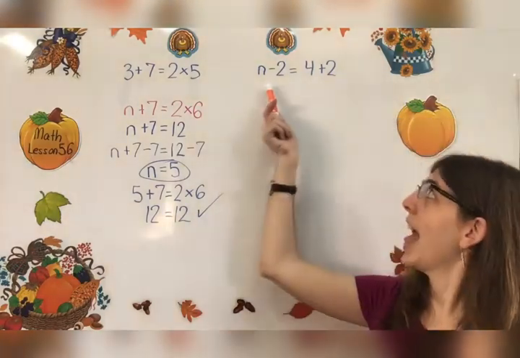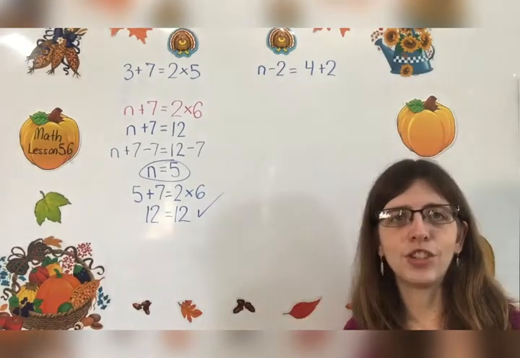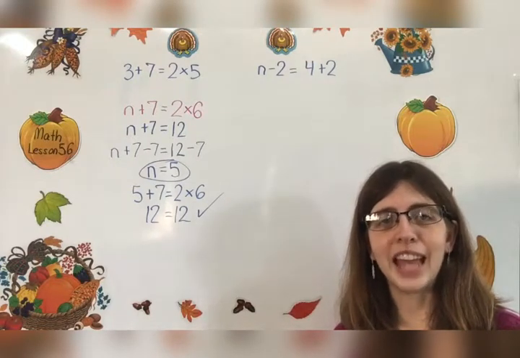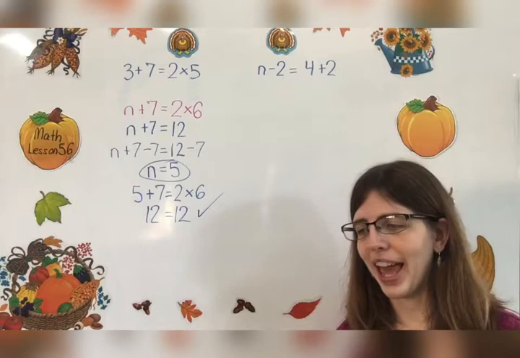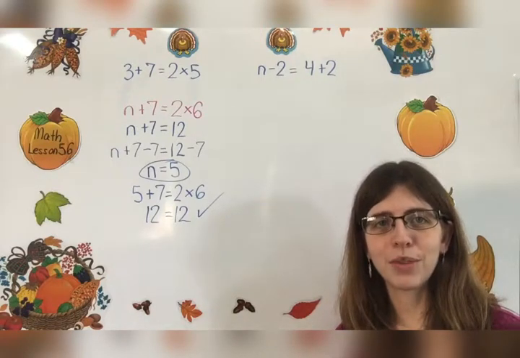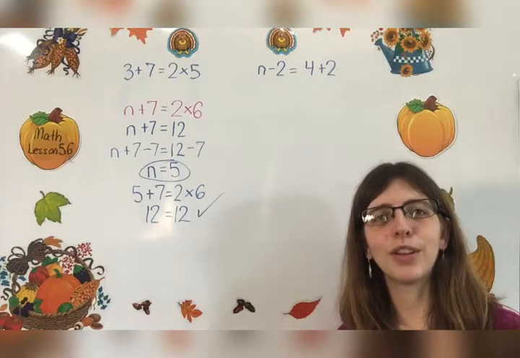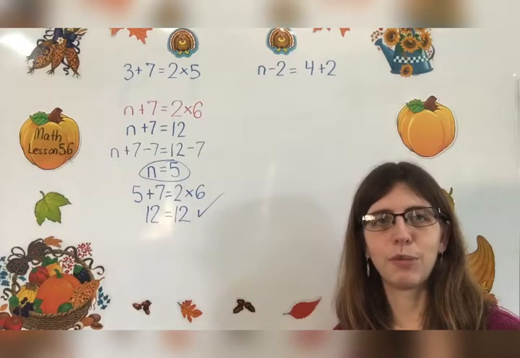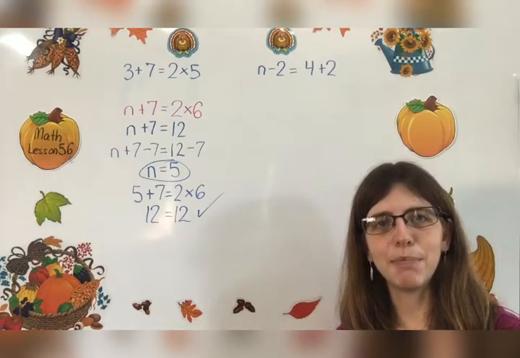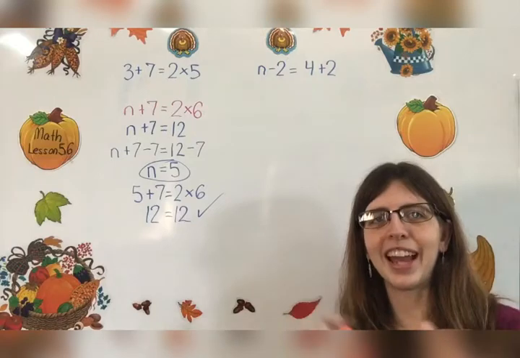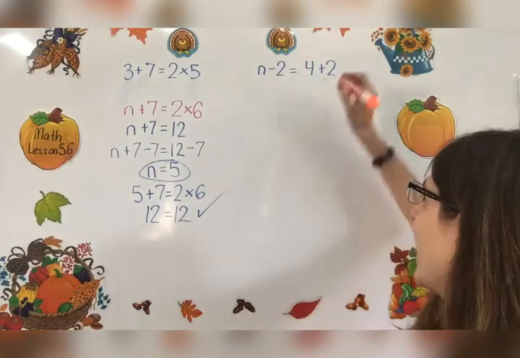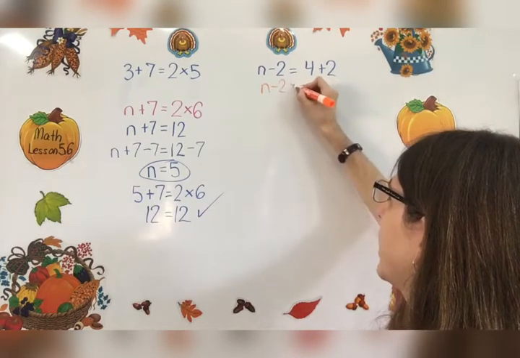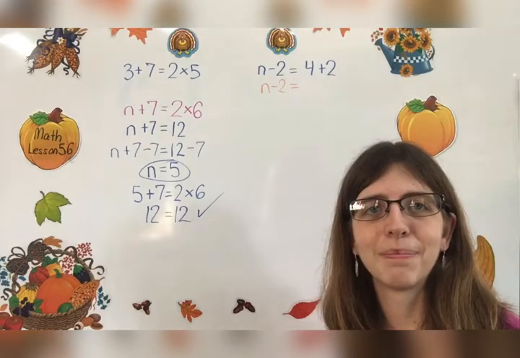Here I have N minus 2 equals 4 plus 2. Now this is letter A of number 2. We're going to do letters A, B, and C together, okay? So don't you worry. We're going to do all three of those problems together to help you learn the pattern. Okay, so N minus 2 equals 4 plus 2. First, we need to simplify. We need to add, subtract, multiply, or divide anything that we can. Well, I can add 4 plus 2. So that gives me N minus 2 equals 4 plus 2 is 6.